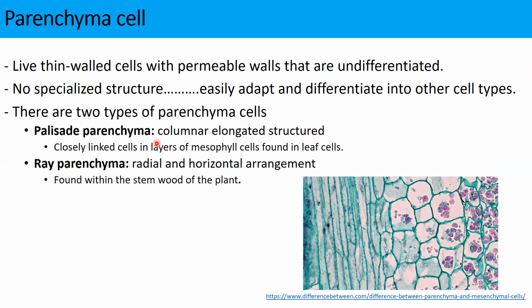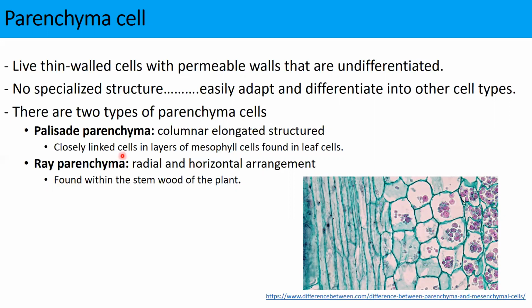Parenchyma cells are live, thin-walled cells with permeable walls that are undifferentiated. They do not have a specialized structure, hence they easily adapt and differentiate into a variety of cells performing different functions. There are two types of parenchyma cells. These are called palisade parenchyma cells and ray parenchyma cells.